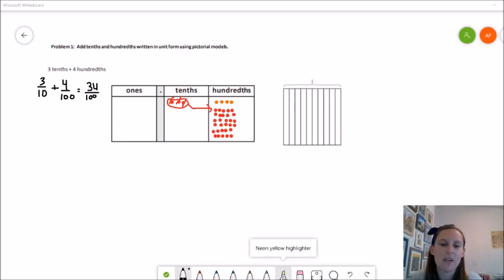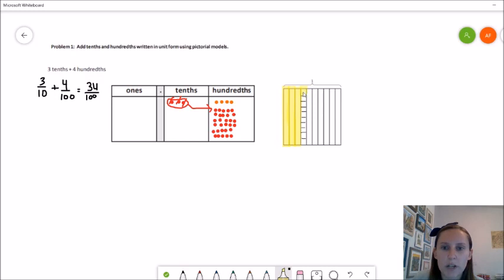We can also add using our area model. So we want to shade in 3 tenths, and then we want to shade in 4 hundredths. So to get those hundredths, I need to partition my tenth into 10 more equal parts. All right, now I have my tenth partitioned into 10 more equal parts, which means now it is in hundredths, and so I can shade in those 4 hundredths.